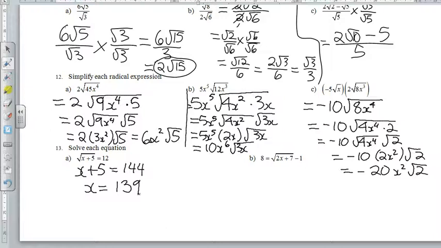Now, the thing is, whenever you solve a radical equation, sometimes you can introduce extra solutions, right? By the act of squaring both sides, you introduce a solution that isn't really a solution. So you need to check.